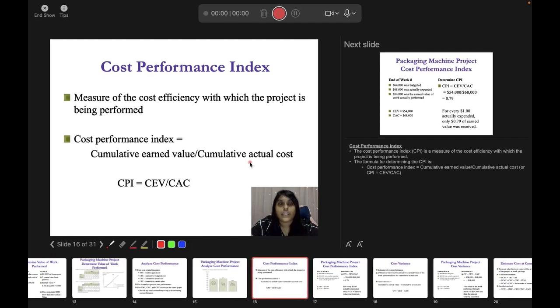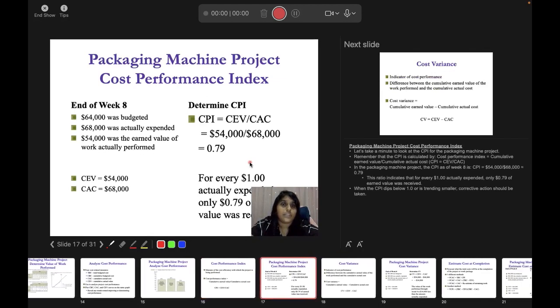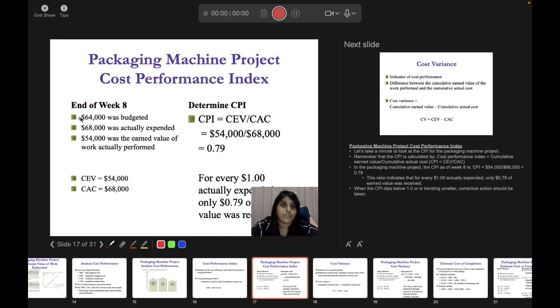Now you are going to look at the cost performance index. It is the measure of the cost efficiency with which the project is being performed. The cost performance index formula is cumulative earned value divided by cumulative actual cost. For example, at the end of week 8, 64,000 was the budget, 68,000 was the actual expended, and 54,000 was the earned value.